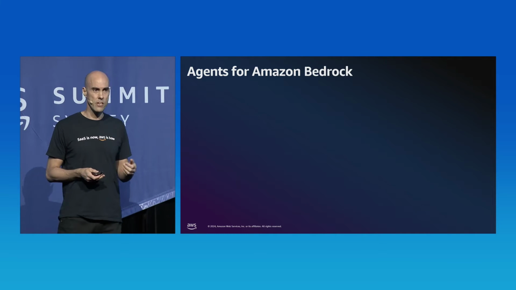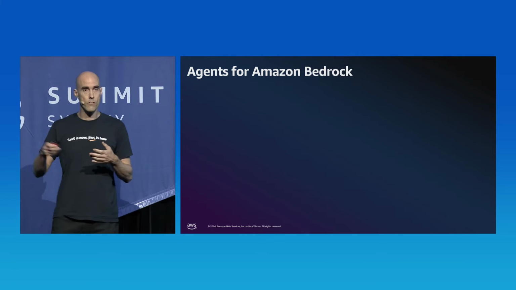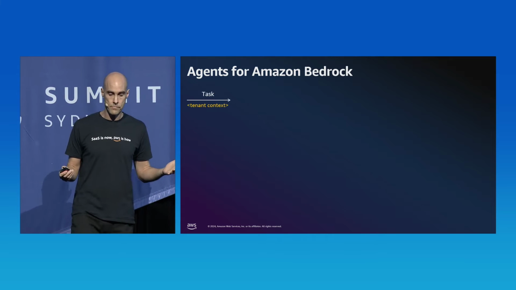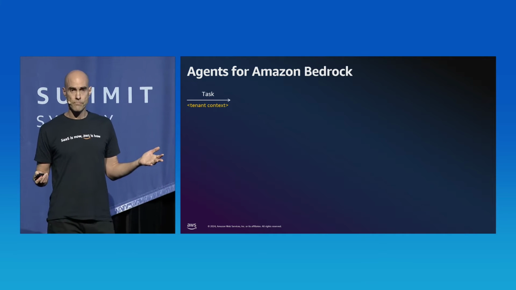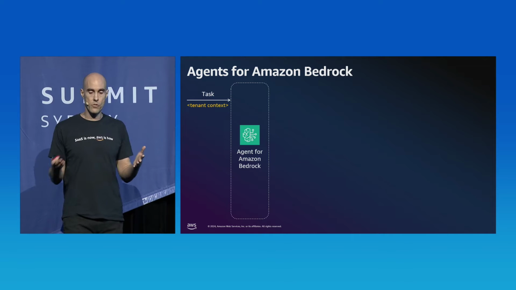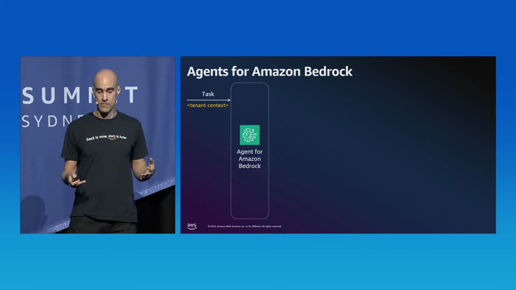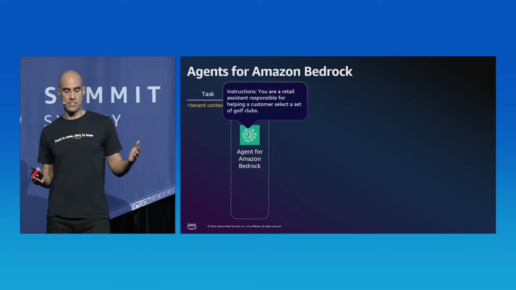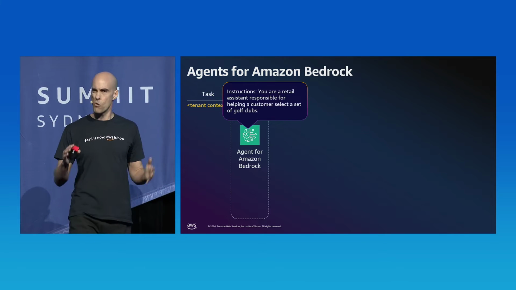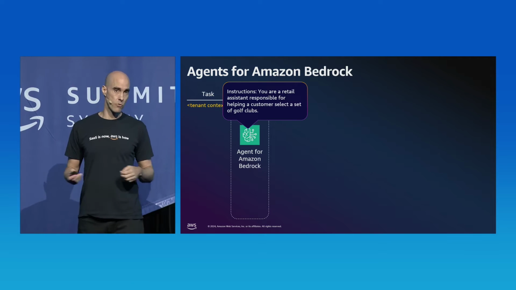So when we purchase, we might need to get the shipping charges, we might need to create an invoice, and actually trigger the delivery at the warehouse. They're kind of dynamic steps, right? So how does that work? We have the task that comes through, we're setting up the agent for Bedrock, and with anything we do with LLMs, we need to tell it what we want it to do and how to behave. So we're going to say, you're a retail assistant responsible for helping a customer select a set of golf clubs. Now it knows what mode it should be working in, right? It's got this task coming in, which says, I want to buy this golf club.